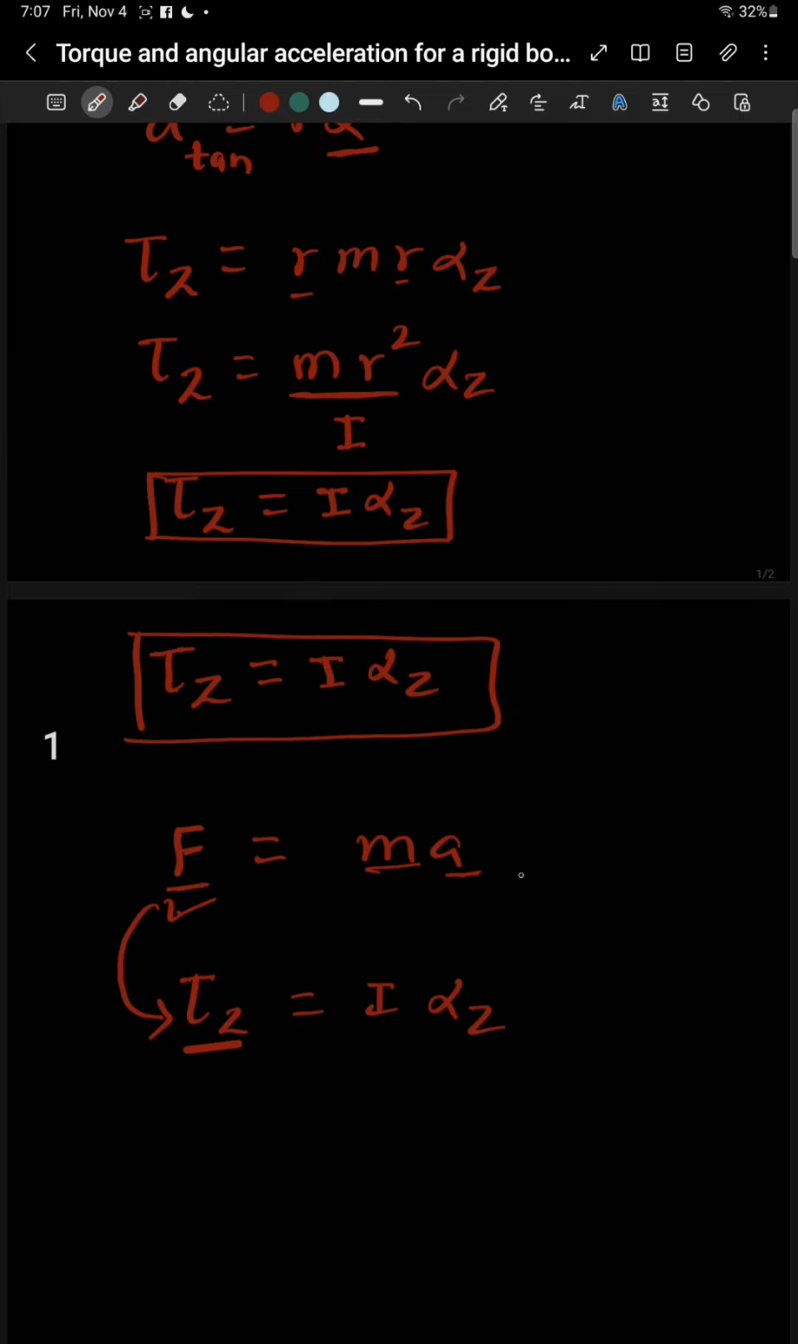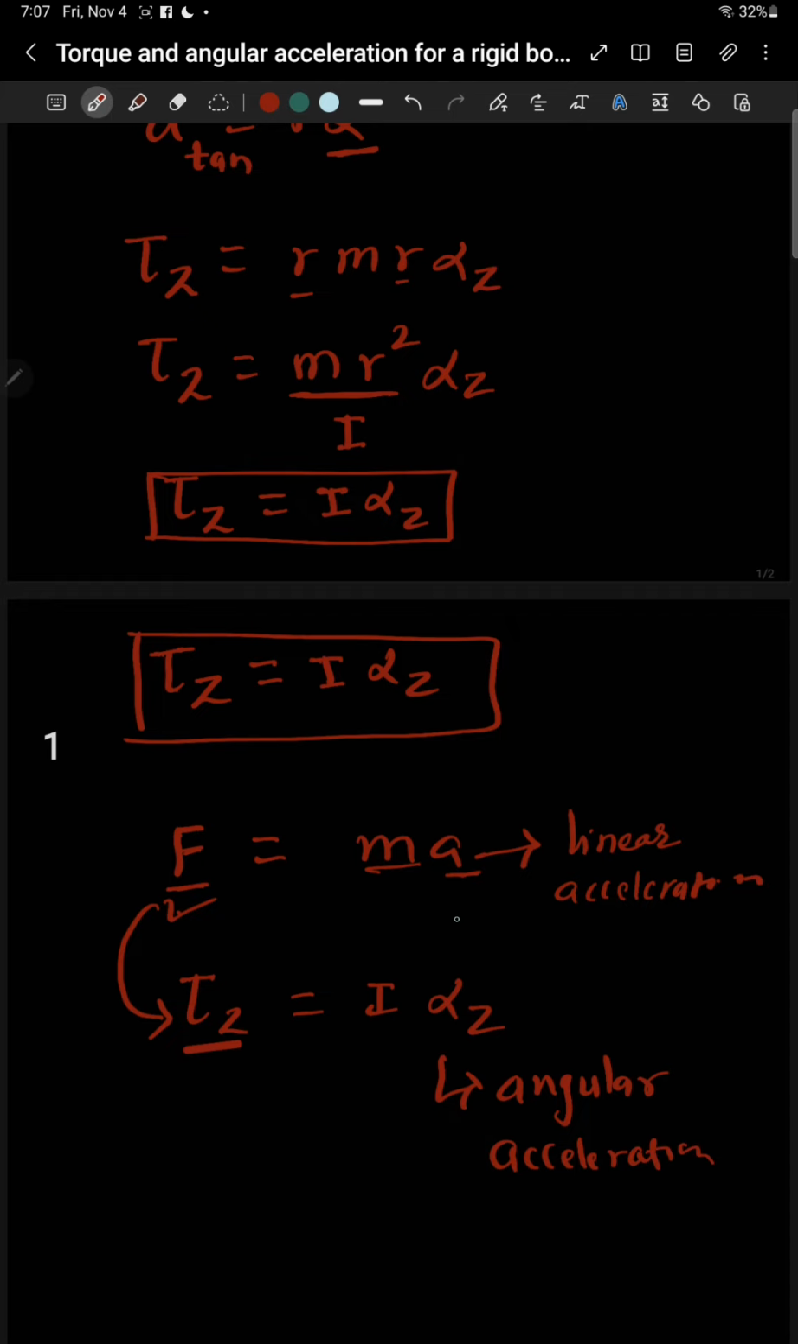So go to the other side, which is the right hand side. This is linear acceleration, and this alpha z is its angular counterpart, angular acceleration. So these two are basically accelerations. The first one is the linear and the second one is angular acceleration.